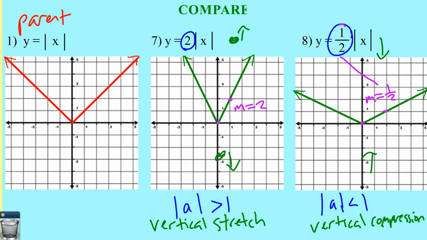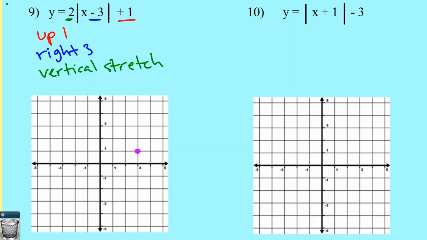Notice the relationship between the numbers. The number out front is the slope of the right side of the V. This one is 2, so from our vertex we're going to go up 2, right 1, up 2, right 1. That's our right side. If we want our left side, we go up 2 and left 1, up 2, left 1. And now we have our absolute value function.